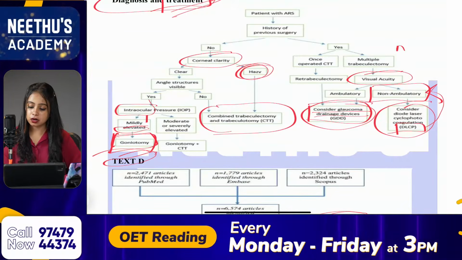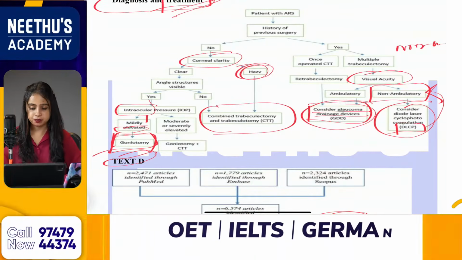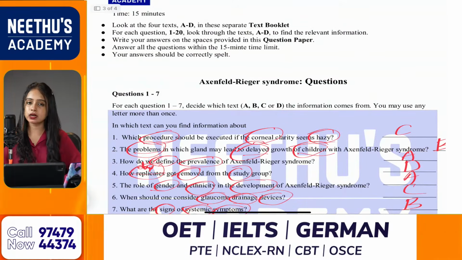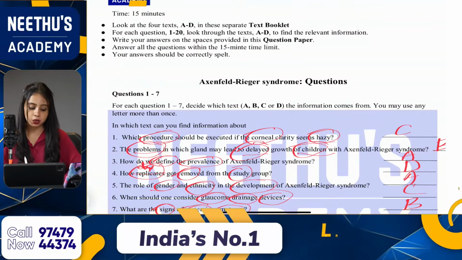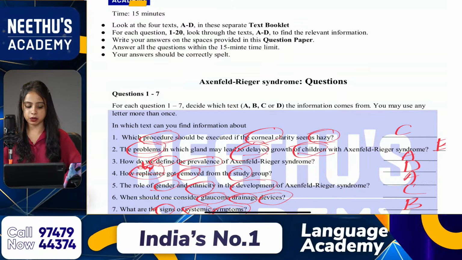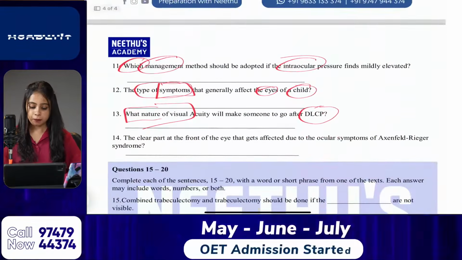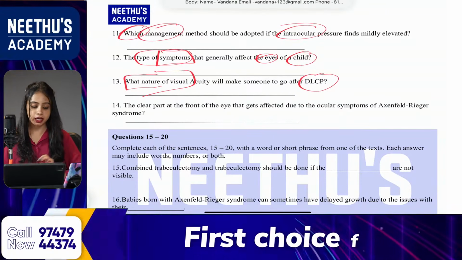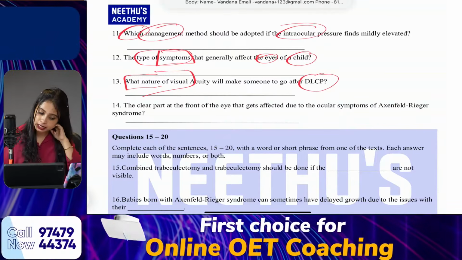Answer is non-ambulatory, from text C. Okay, very good, Shiny. Non-ambulatory, and it is a hyphenated word. Don't forget to write the hyphen also. Okay, Tessie, it is non-ambulatory. Okay, Leah, Ashruti, Ammu, yes, it is non-ambulatory.